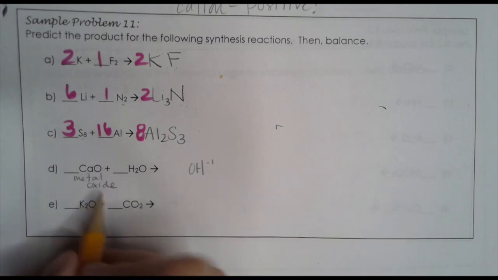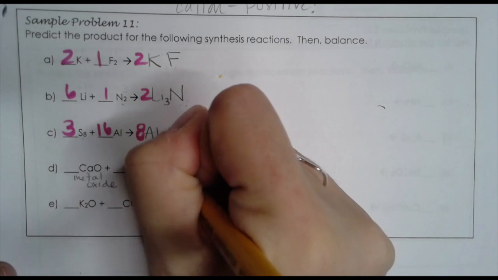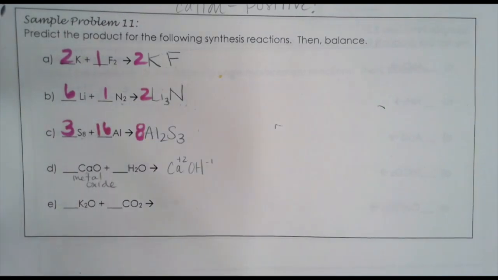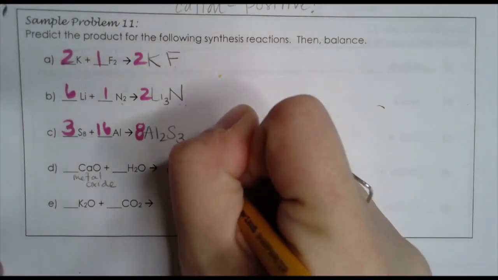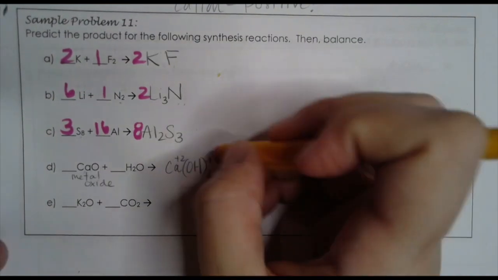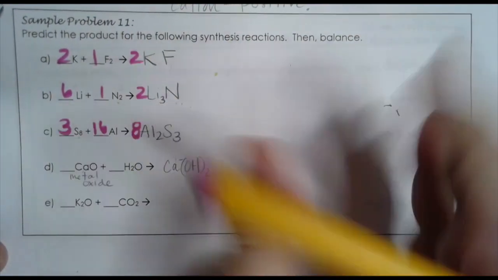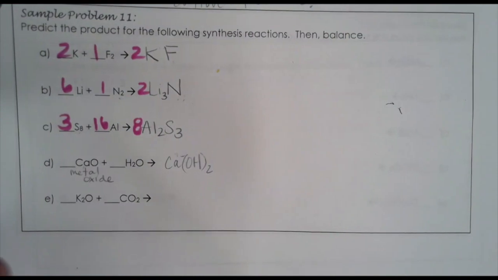Of course, the only metal in this whole reaction is calcium, and calcium has a +2 charge. So at this point, you would write the formula. When I write my formula here, that 2 will become the subscript after the hydroxide ion. And notice that the whole hydroxide ion is in parentheses there. Once you're done with that, you can just balance this.